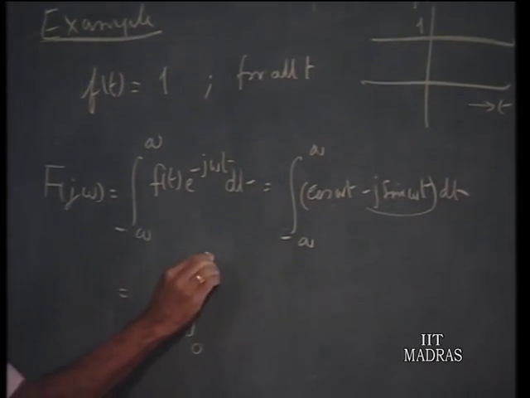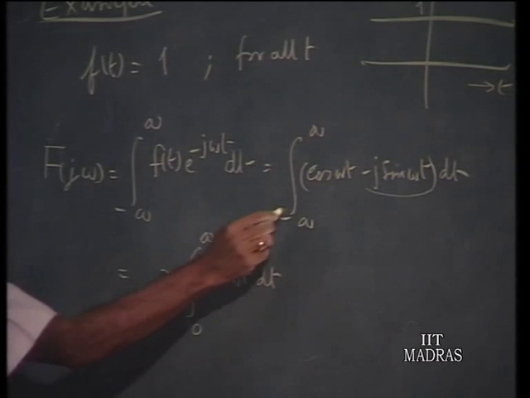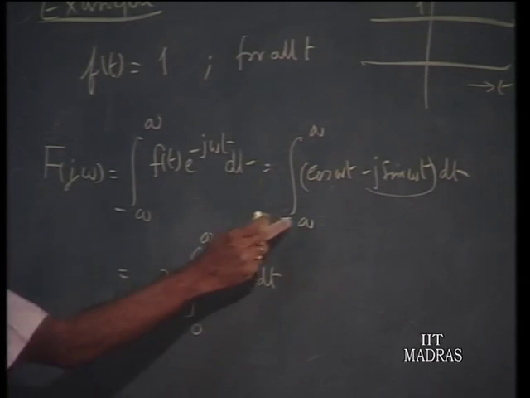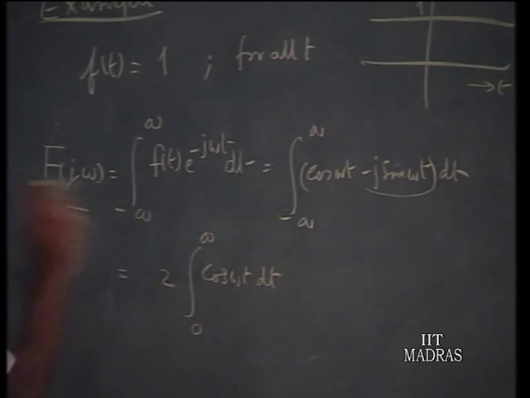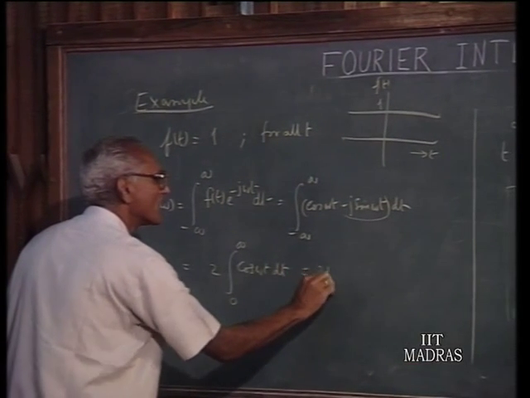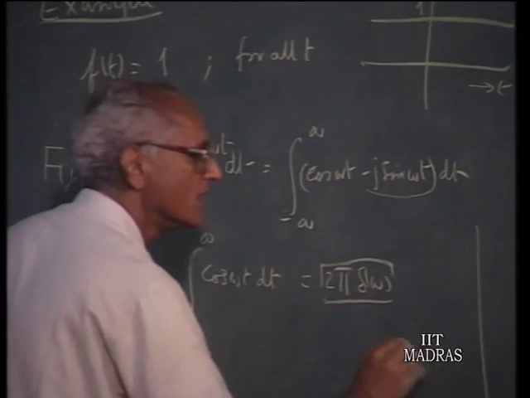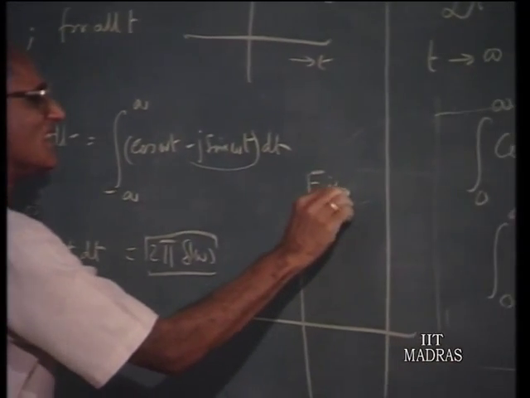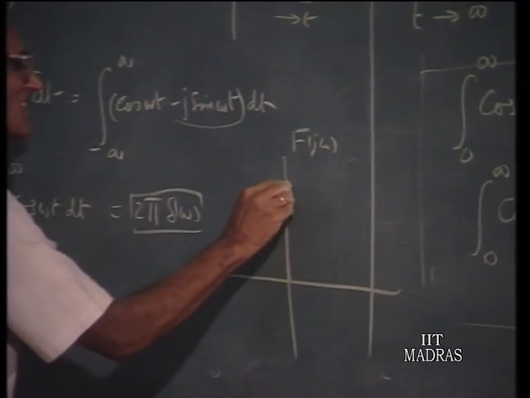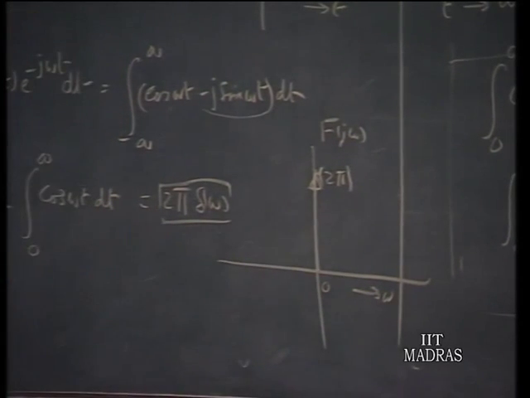Now I take from 0 to infinity of cos omega t dt, and I introduce a factor of 2, because instead of integrating from minus infinity to plus infinity, I am integrating from 0 to infinity. And now the integral of cos omega t dt from 0 to infinity is pi delta omega according to what we had already seen. Therefore, this is 2 pi delta omega. So the Fourier spectrum for this, F of j omega, is an impulse of magnitude 2 pi at DC. This is what we should expect.